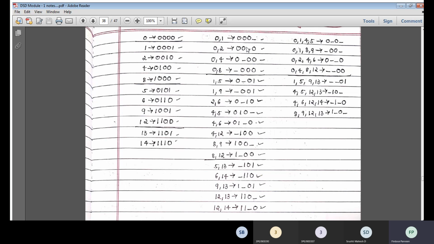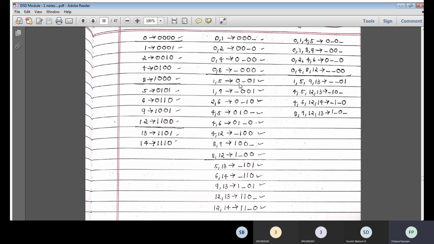In the same way again I'll see for 0, 2. 0, 2 at the third position it is dash. So where is the third position here? It is here. Okay. So there it is 0, 0 dash 0. Here it is 0, 1 dash 0. So at the second position it is varying. So it is 0 dash dash 0. So 0, 2, 4, 6 is 0 dash dash 0. Okay. Next, is there still anywhere a dash at the third position? No, nowhere.